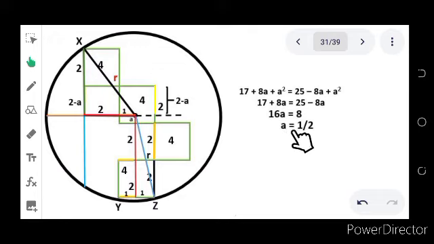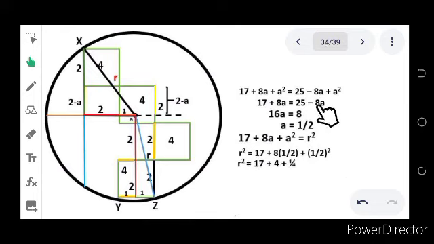Now, to solve for the radius, we can use either of the two equations that we had before, but let's just choose this one. Substitute the value of A into the equation. You now have R squared equals 17 plus 8 times 1/2 plus 1/2 squared. R squared equals 17 plus 4 plus 1/4. You now have R squared equals 21 plus 1/4, which gives you 85 over 4.